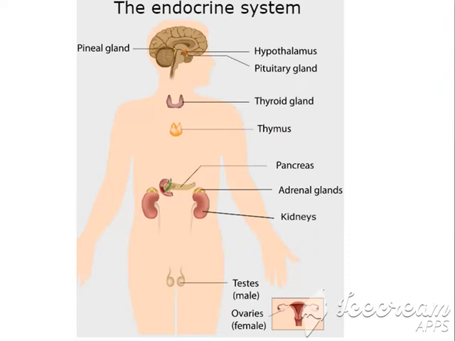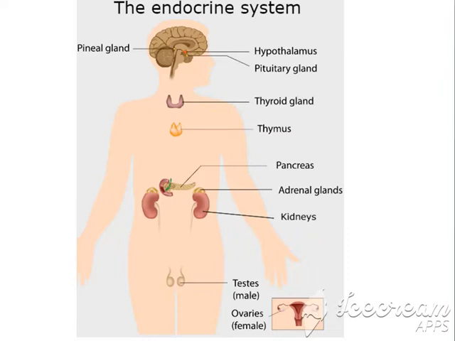This gland secretes two hormones called thyroid stimulating hormone TSH and growth hormone GH. TSH controls the growth and functions of thyroid gland, and GH controls the growth and development of the body. Second is thyroid gland, and thyroid gland is located at the base of the throat. This gland secretes thyroxine. The thyroxine controls the rate of metabolism, growth, and respiration, and the deficiency leads to goiter in adults.